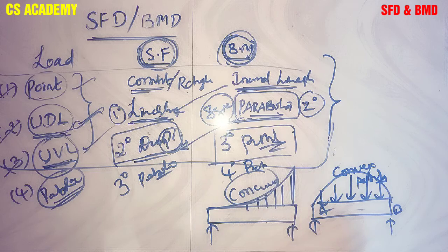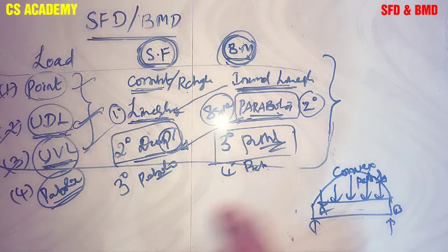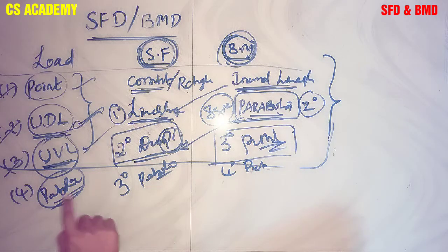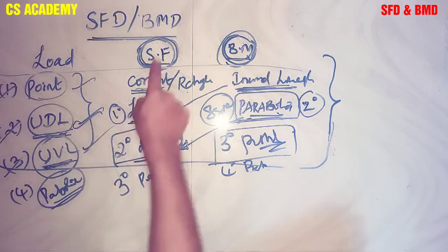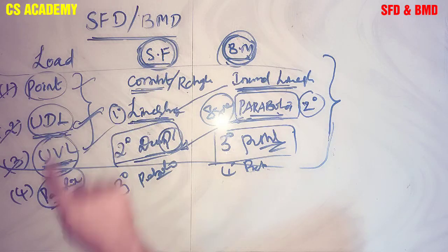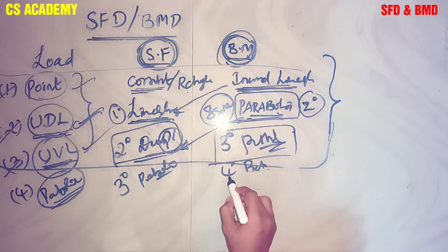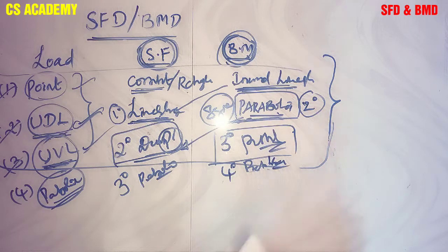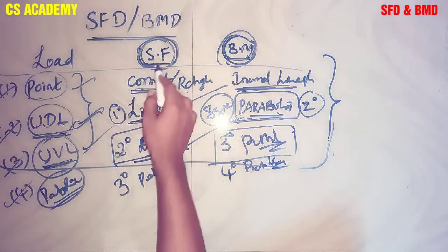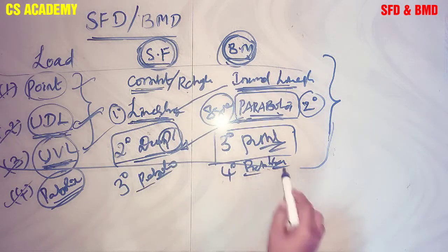Very, very important. Note these points. If the load itself is a parabolic load, the shear force variation is a third degree parabola, and the bending moment distribution is like a fourth degree parabola. This is the fourth load which exists in nature. To draw the shear force and bending moment diagram, these are the two things which we should learn.